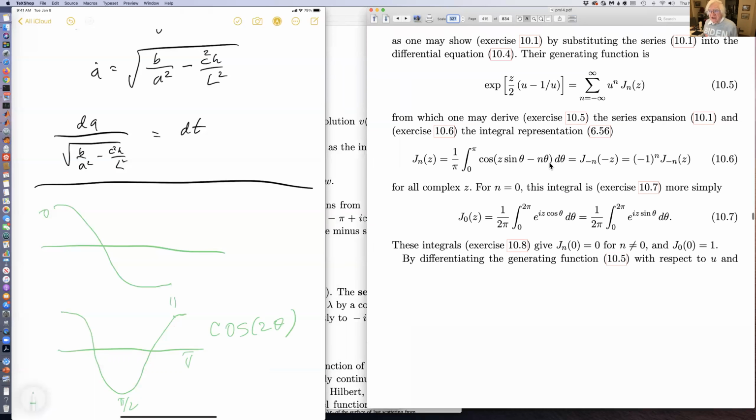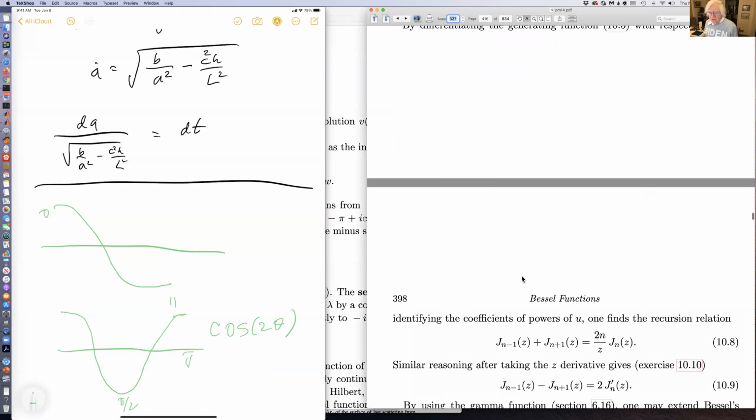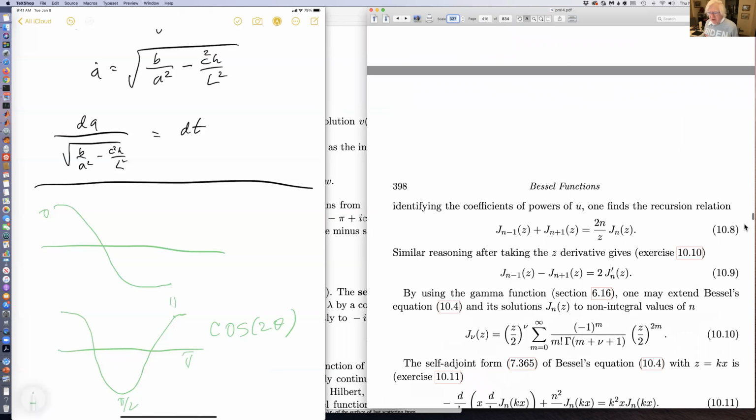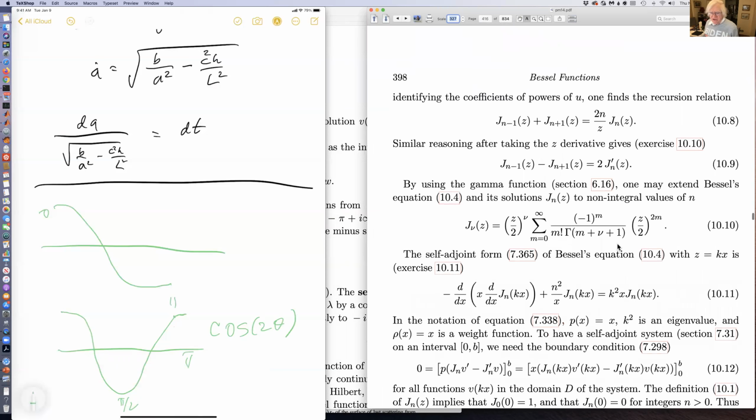Anyhow, if you differentiate this generating function with respect to u, then you can identify powers of u, you can get these recursion relations.